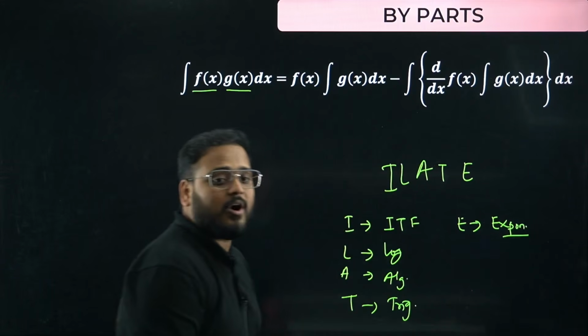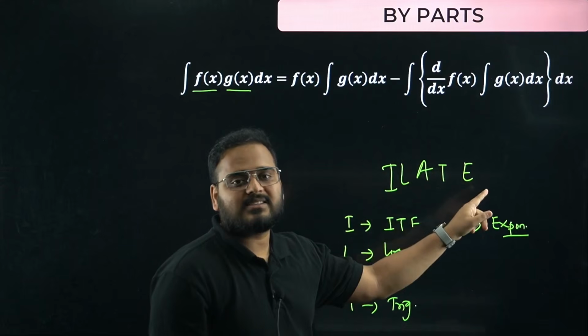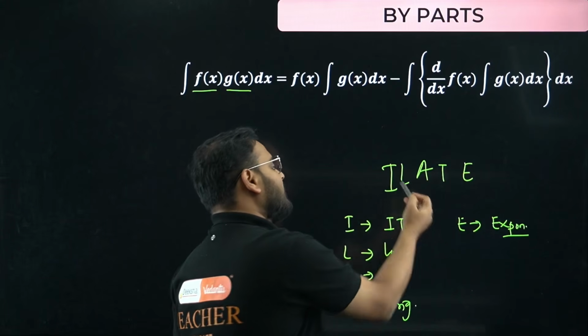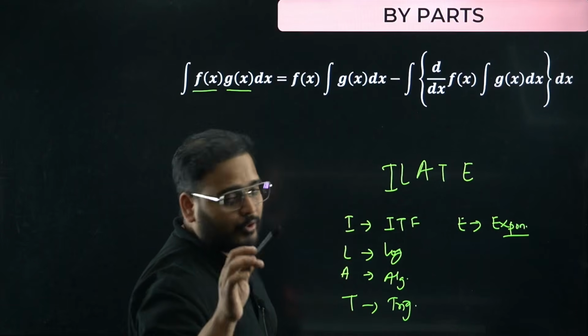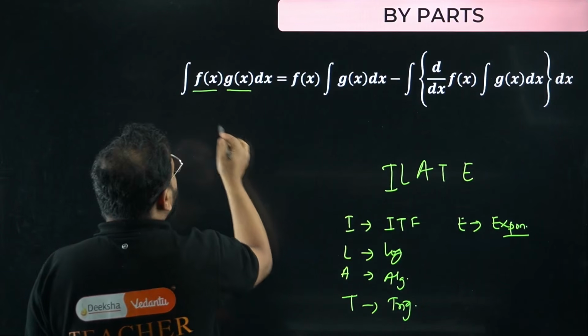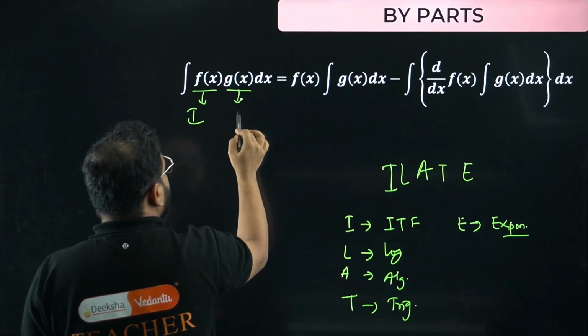Okay, so for all these functions, the order is first to last. From the left is the highest order, the right is the least order. Clear now? Based upon that, we're going to consider this as my first function, and this will become my second function.